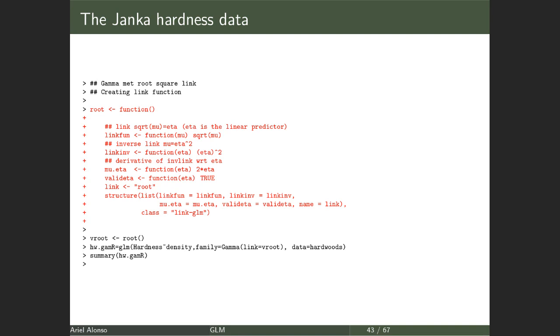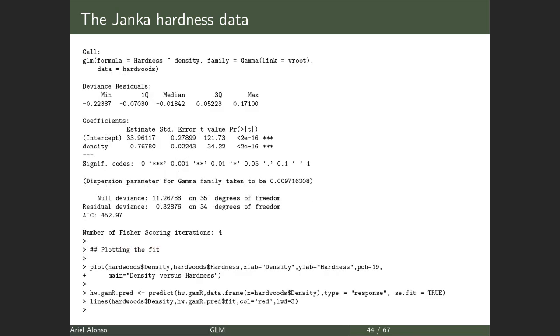So here you have, we did it already before, and now you can model hardness as a linear function of density, but now using a gamma distribution with a square root link. And when you do that, these are the parameter estimates you get. And you see that both the intercept is highly significant, and density is also highly significant.